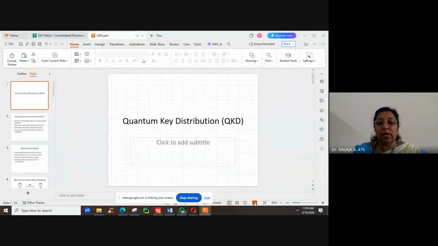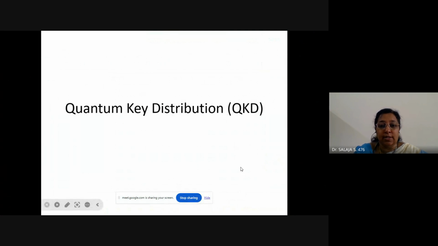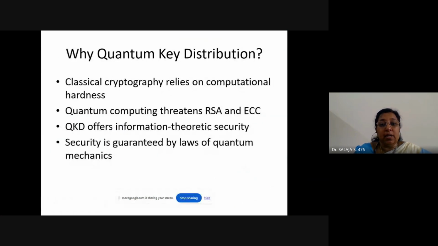In this class, we'll discuss the topic quantum key distribution. Why quantum key distribution? Because classical cryptographic algorithms rely mostly on the hardness of the computational part, whereas quantum computing might threaten the known RSA and the ECC algorithms. Quantum key distribution offers theoretical security, where the security is mostly guaranteed by the laws of quantum mechanics.